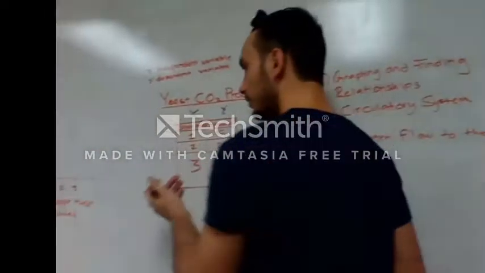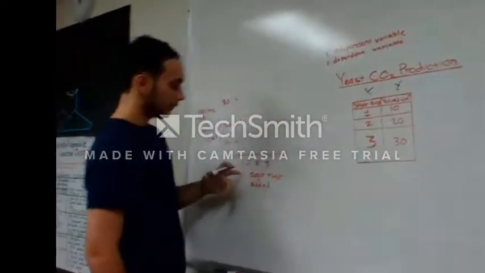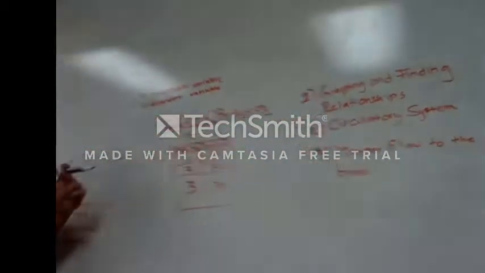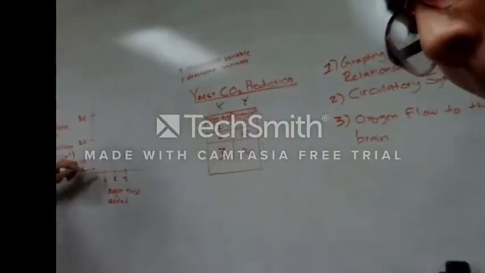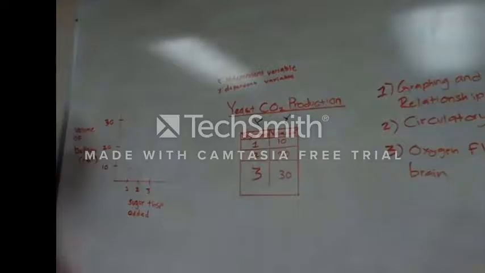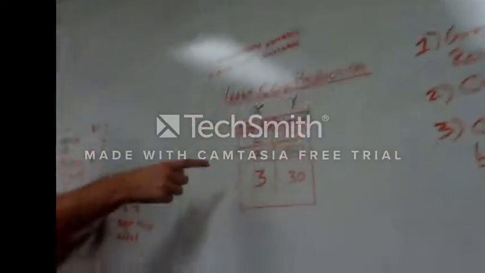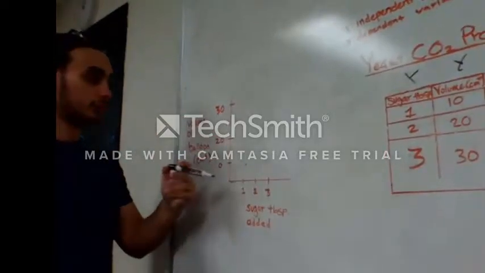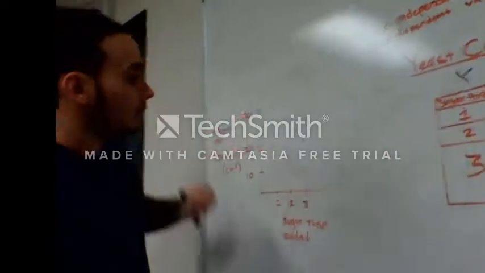And if we were to graph this, for 1 tablespoon of sugar, we produced 10 centimeters cubed volume of the balloon. So 1 right here for the tablespoon and 10 right here. So we match it up in the middle and get our first point. For our second point, it will be 2 tablespoons of sugar for 20 centimeters cubed in the diameter balloon, volume of the balloon. So we would match it up in the middle right here.